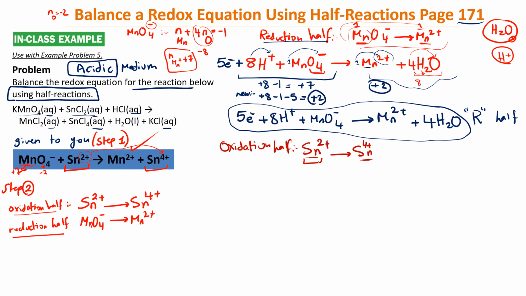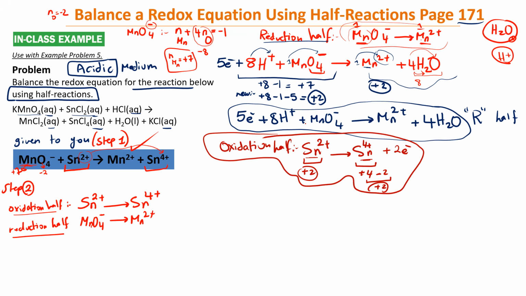Okay, so the charge here is plus 2. The charge here is plus 4. And you know this is oxidation. So you need to add electrons on the product side. So how do we make plus 4 equal plus 2? You just add 2 electrons because now the charge will be plus 2. Same. Alright? And this is the oxidation half.